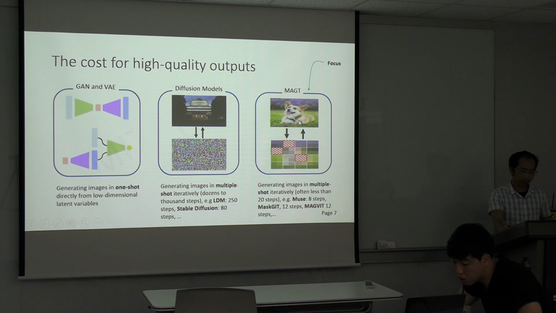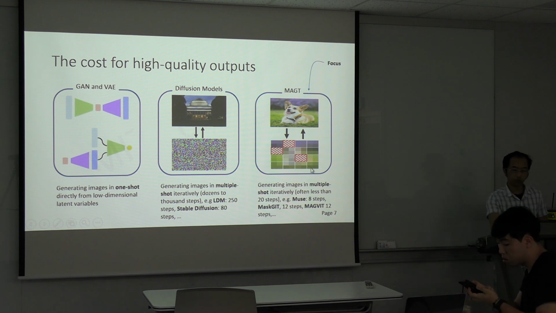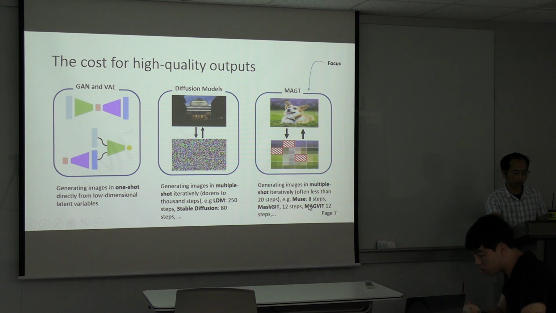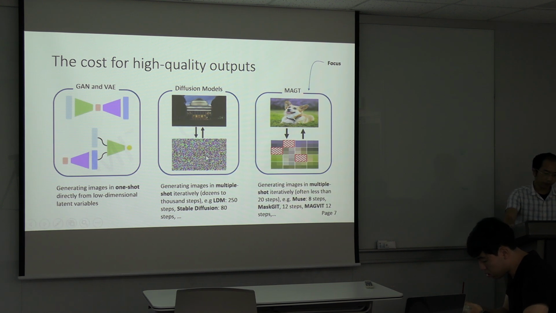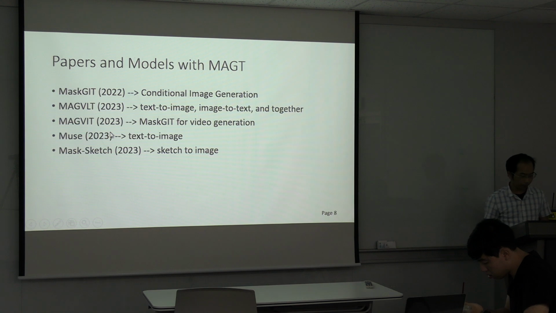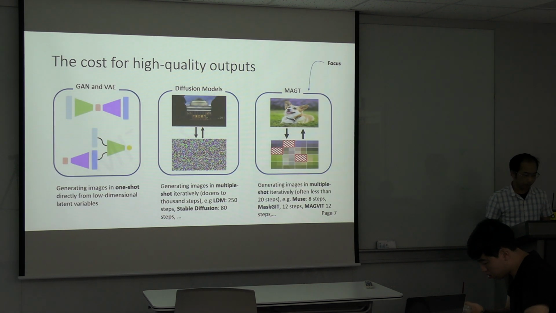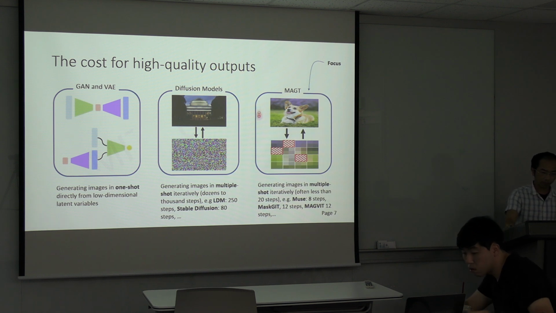The Mask Transformer also uses multiple steps to generate the output image, but it normally requires fewer than 20 steps to get a good enough result. Of course, this model generates output much better than the previous VAE and GAN models. So in this seminar and my research, I only focus on the Mask Generative Transformer.